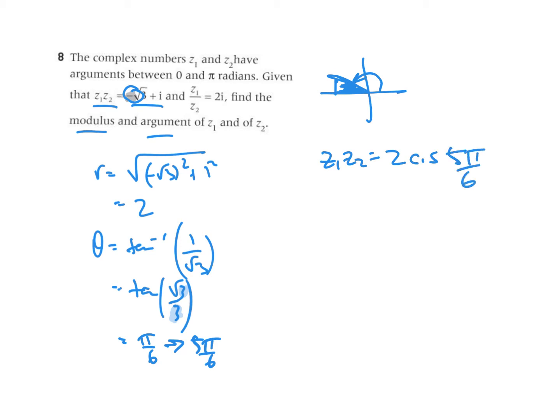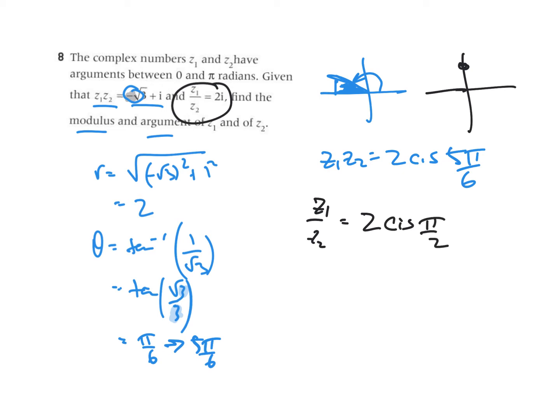I also can figure out, if I now go to z1 divided by z2, that z1 divided by z2 is equal to 2i. Well, 2i is simply here. Oh, no, it's not. It is rather 2i is here up on my imaginary axis. So that means r is 2 and the angle is pi by 2.